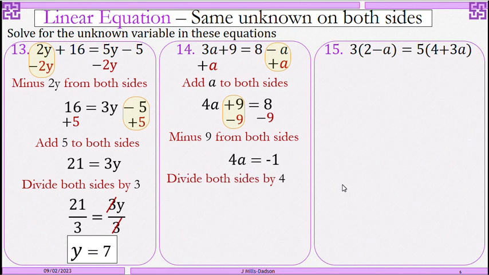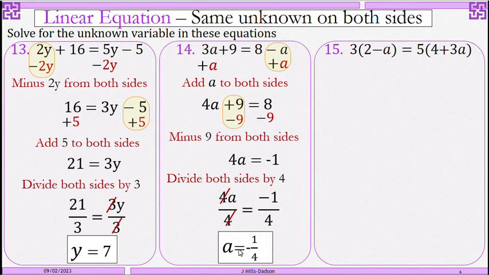Dividing both sides by 4, you're going to have 4a divided by 4 equals negative 1 over 4. And 4 divided by 4 is 1, so we cross that out. And a is equal to negative 1 over 4, which is a negative quarter. So a is equal to negative 1/4.